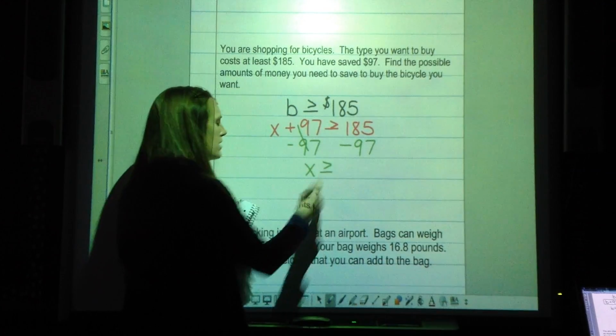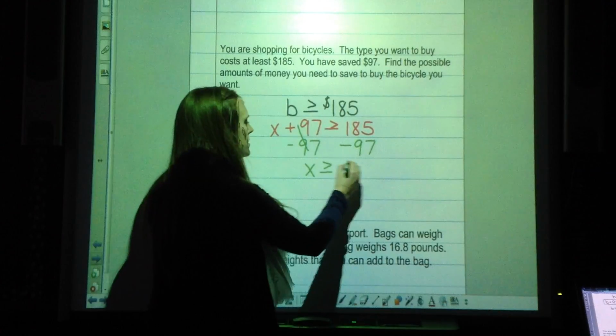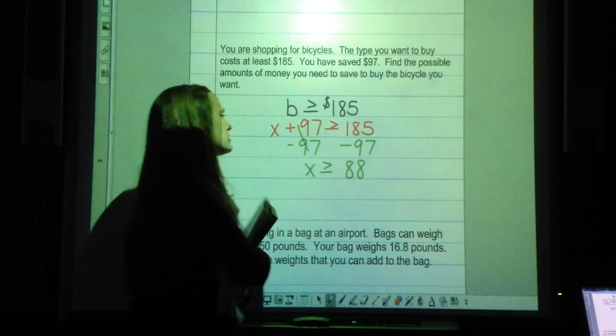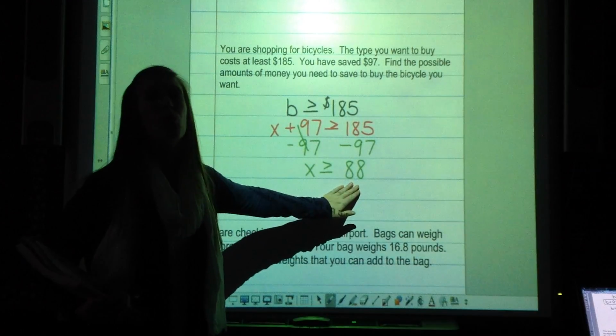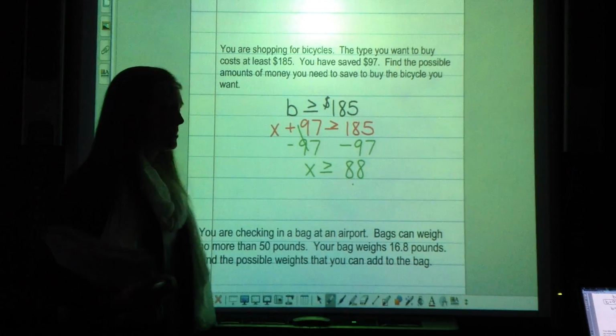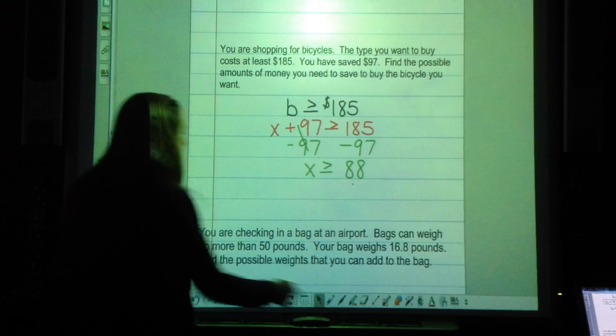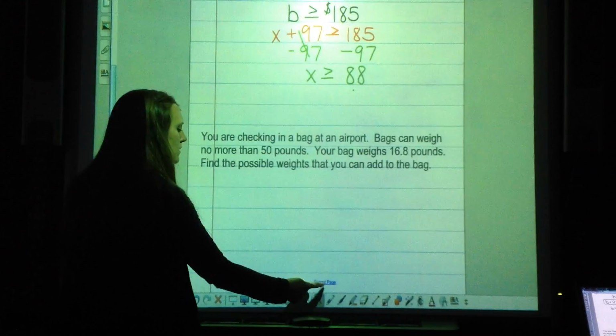X is greater than or equal to, and I subtract, I get $88. So you still have to save $88 or more dollars to buy a bike. Your turn to try.